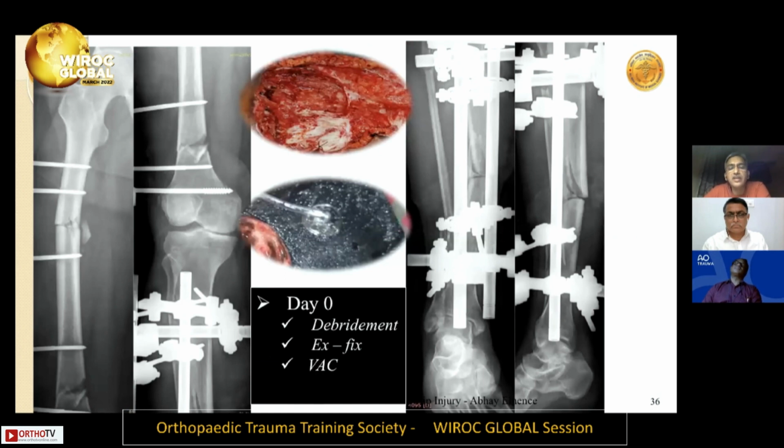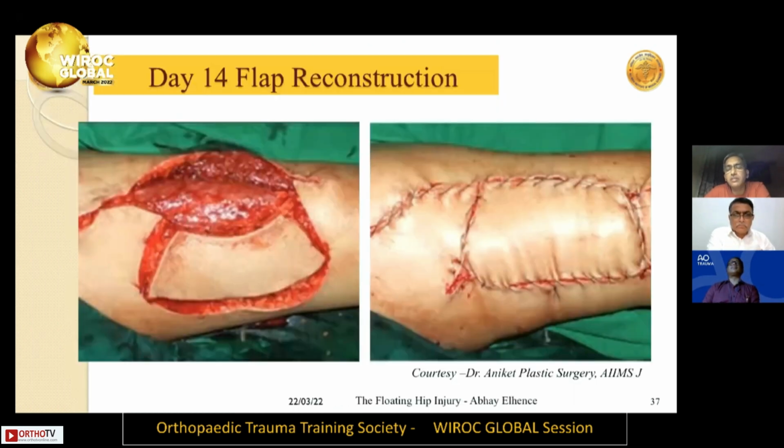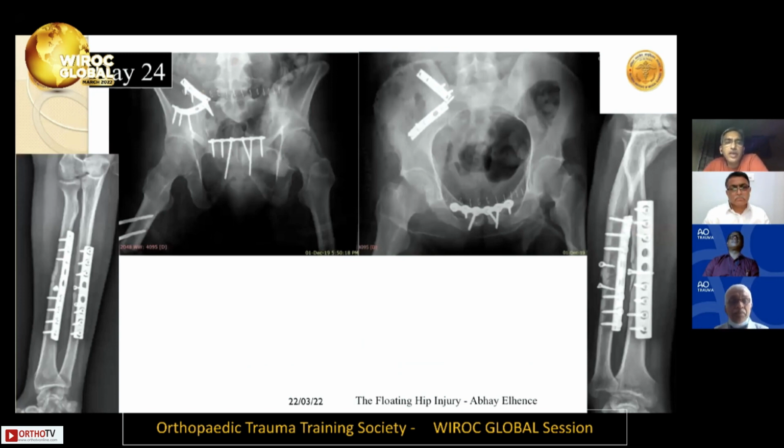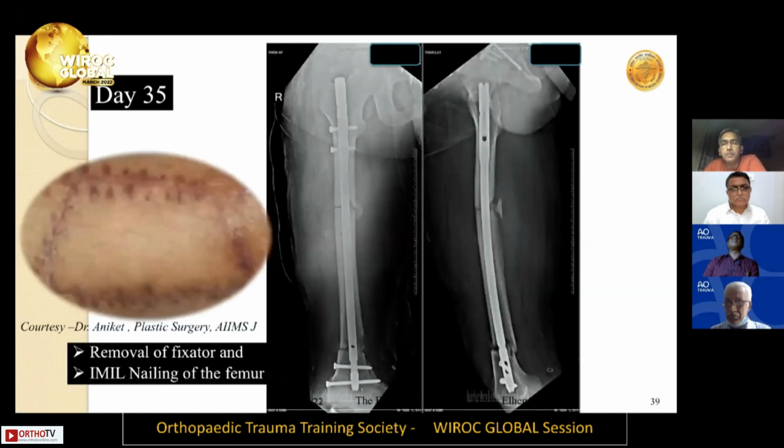So he underwent day 0 debridement and an X-fix placement for the tibia and the femur with a VAC application, a repeated debridement on day 10, and followed by a flap reconstruction by the plastic surgery team. And on the third week, he underwent internal fixation for his SI joint and his pubic symphysis, and ORIF for his both bones of the forearm.